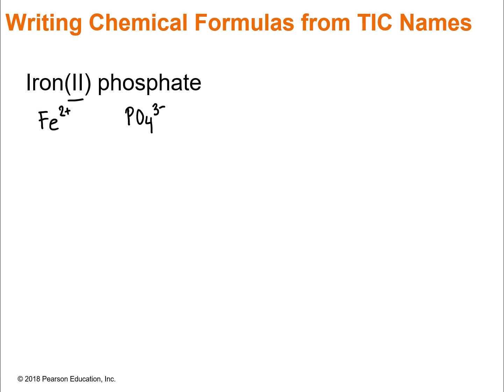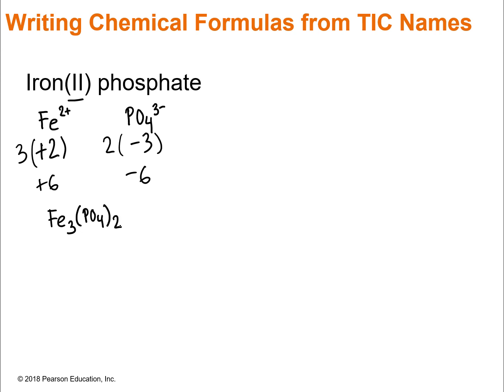So we've got our two ions here. Iron 2 plus. So that means our total for the cation is +2. And phosphate is 3 minus. Those aren't the same. Our lowest common denominator is 6. Which means we need to have 3 of those iron 2 ions. And in parentheses, we're going to write PO4 followed by a 2 on the outside.